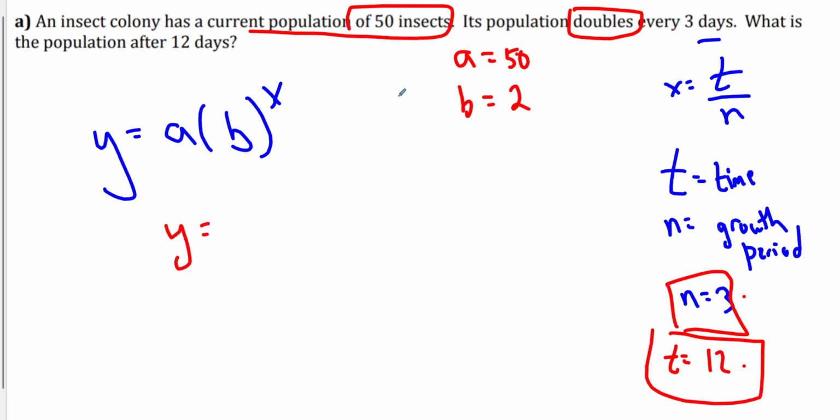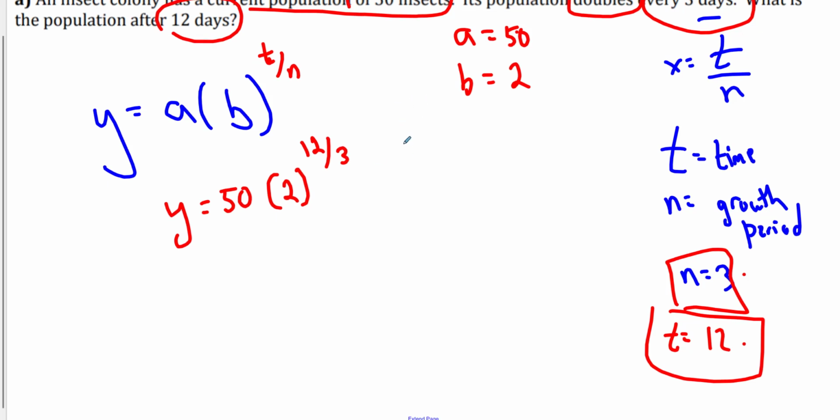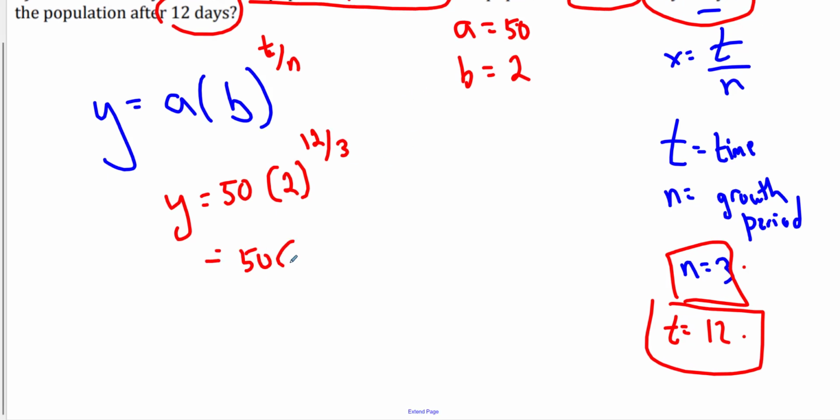All right, so now I can write this in my equation. y is equal to 50 times b, which is 2, to the power of, it's not x anymore. Remember, x is t over n. So you should replace that as t over n. t is the total time, which is 12, and n is your growth period, which is 3. So this is going to be 50 times 2 to the power of 12 divided by 3, that's just 4, 2 to the power of 4. That's 50 times 16, and that's 800. And that's the answer. Very simple, easy, basic question to start off with.